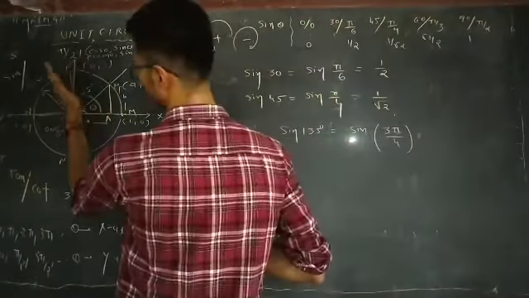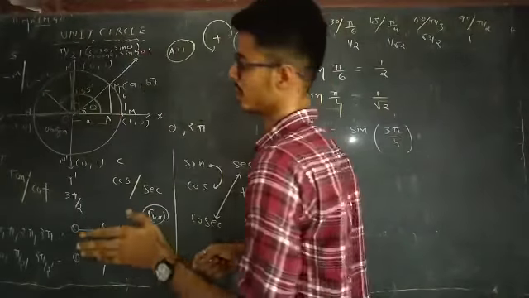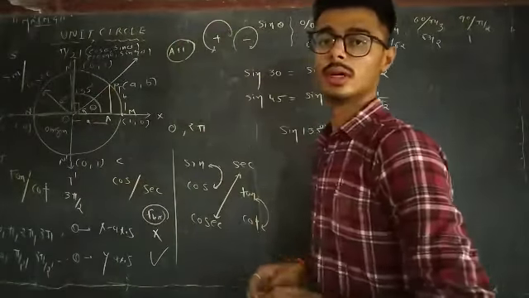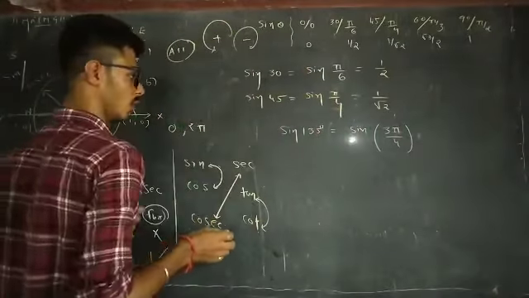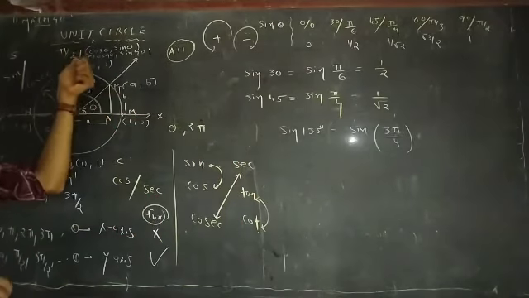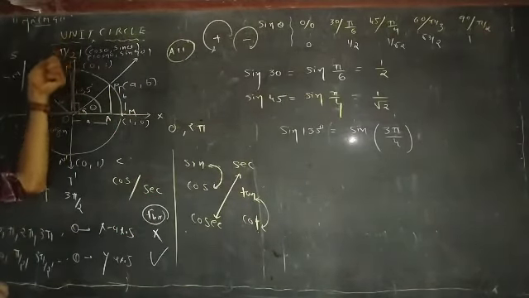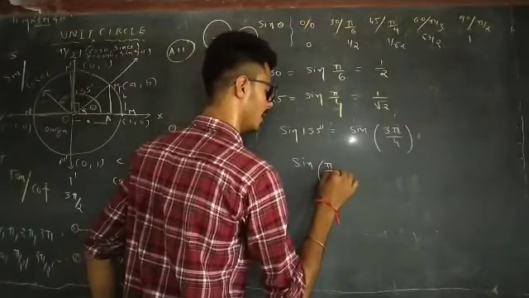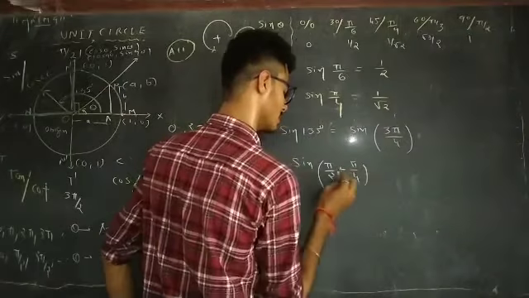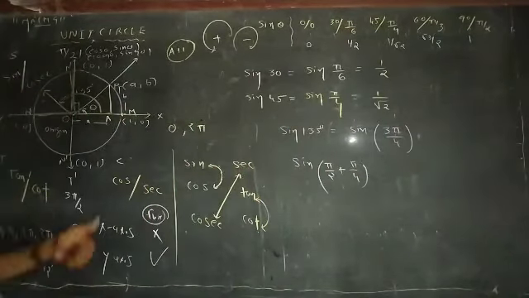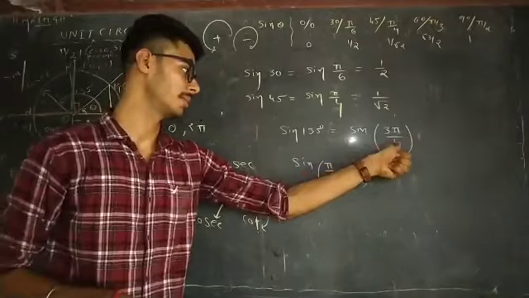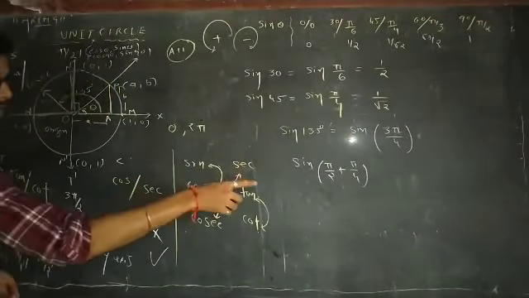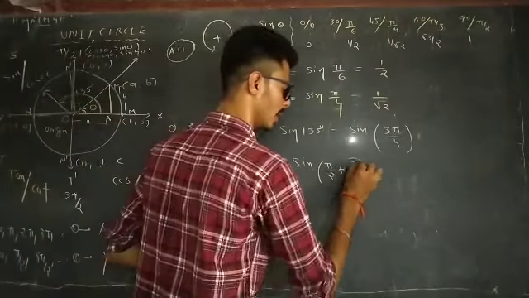Over here 90 plus something you can get 135, or else 180 minus something you can get 135. First we take the y-axis, the positive y-axis, and the value is pi by 2. Then you can write sin of pi by 2 plus pi by 4, which means 90 plus 45 equals 135. So 3 pi by 4 can be written as pi by 2 plus pi by 4. So this value we have to take as pi by 4.